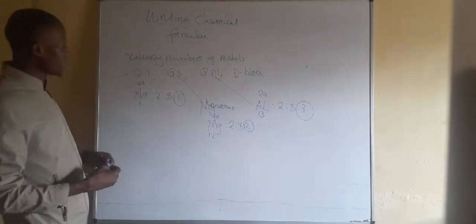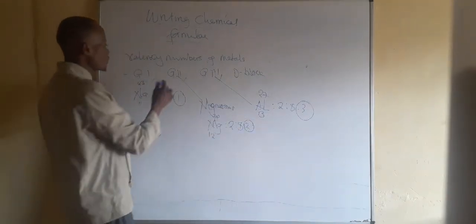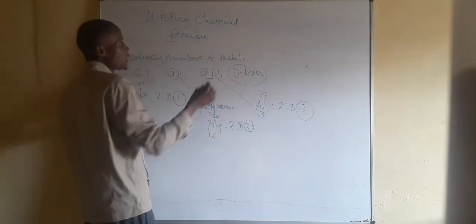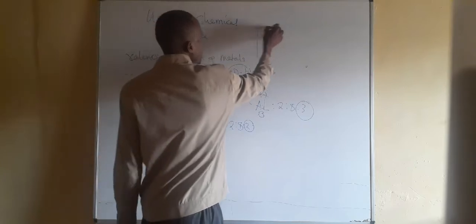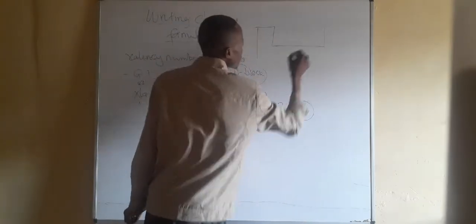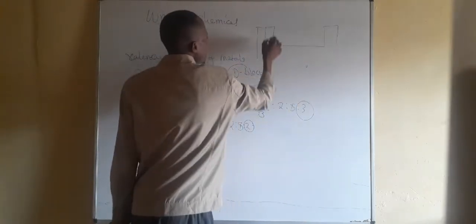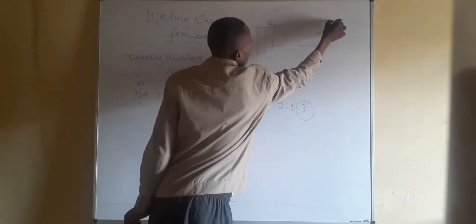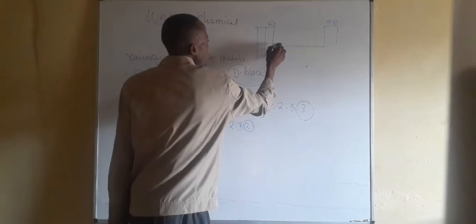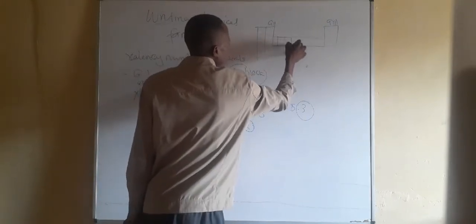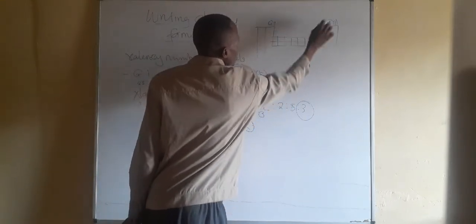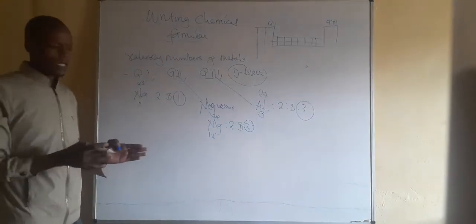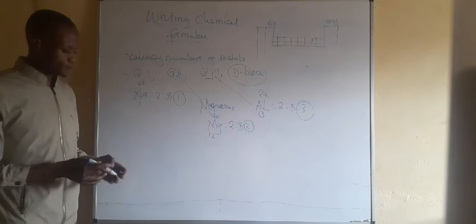Now, what about the elements found between group 2 and group 3? These are called the D block. So if you look at the periodic table, it looks like that. Here we have group 2, here we have group 3. Now we have these elements in the middle there. They are not found in either of these two groups, but they are in the middle of group 2 and group 3. Now what are their valence numbers?